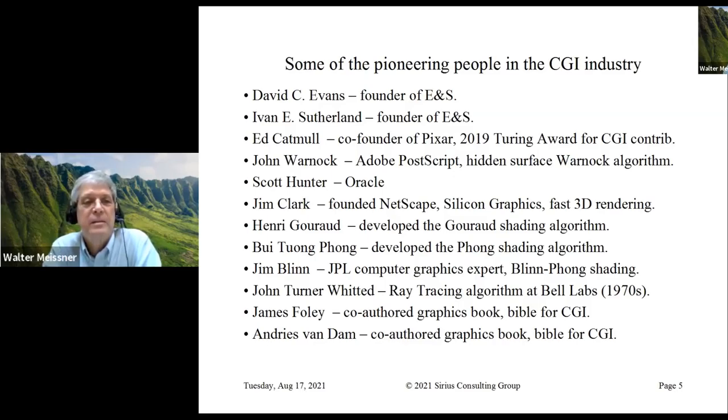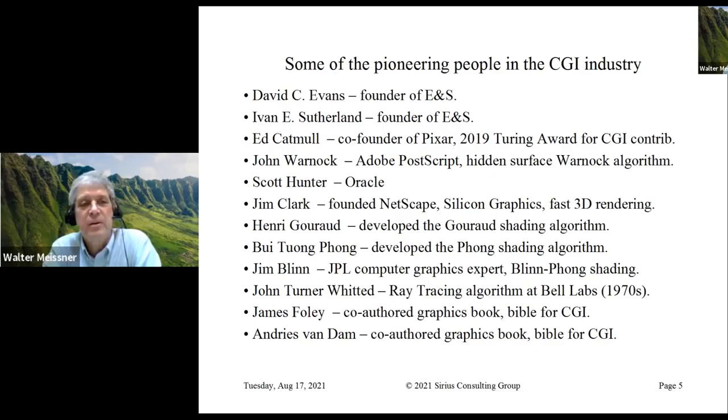So you had Edwin Catmull, who also turned out to be co-founder of Pixar. Most of his work was done in the 70s and 80s, maybe 90s, and he only got the Turing Award in 2019 for CGI contributions. You had John Warnock. He was the person behind Adobe PostScript, and he's also known for the hidden surface Warnock algorithm. You had Scott Hunter, who got involved with Oracle.